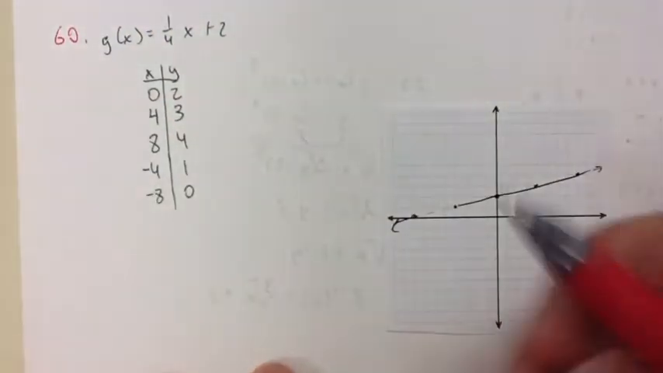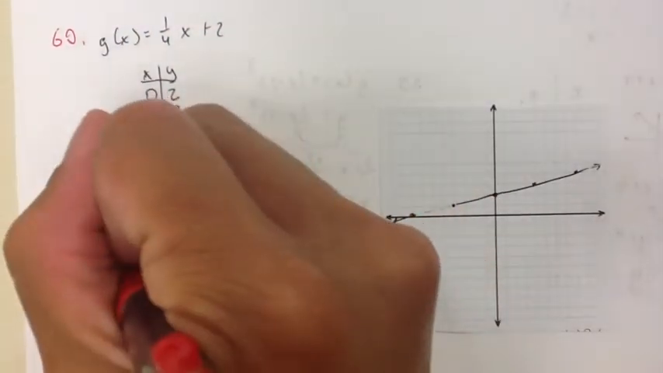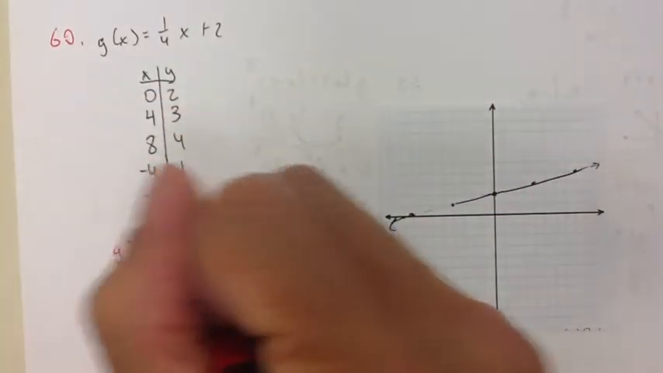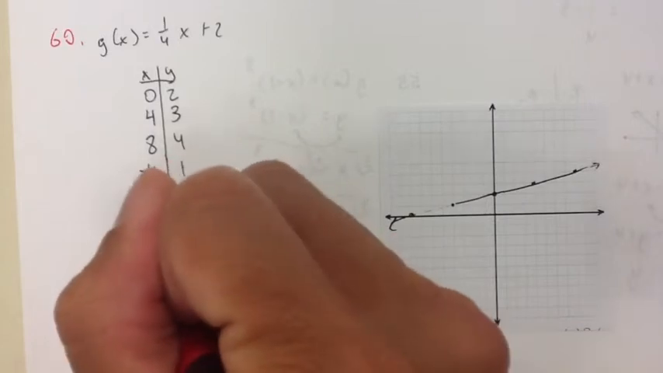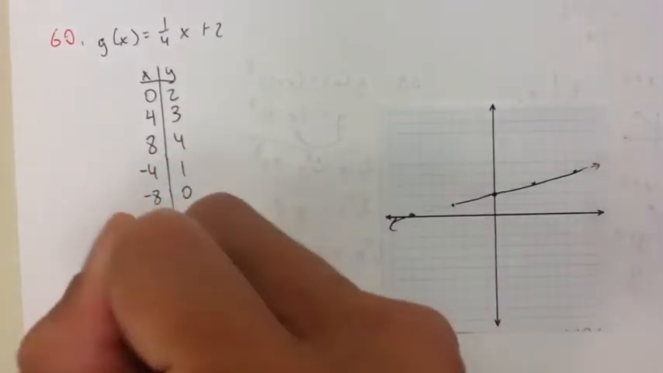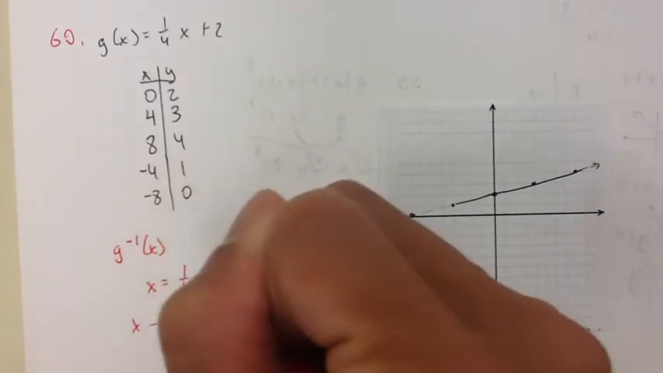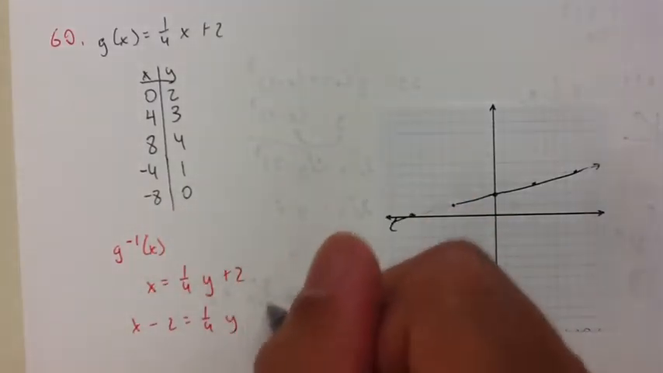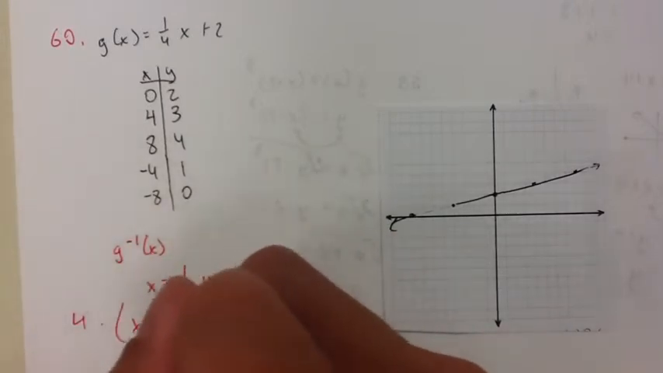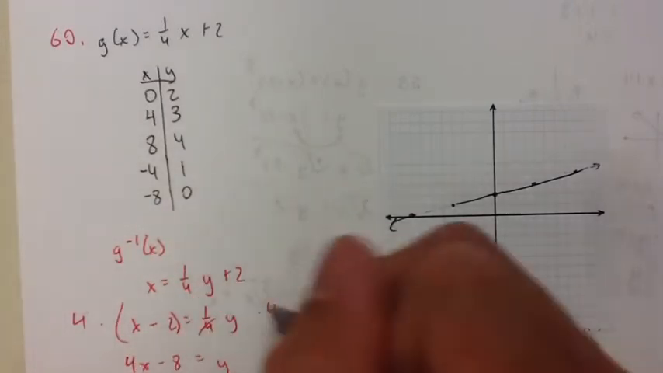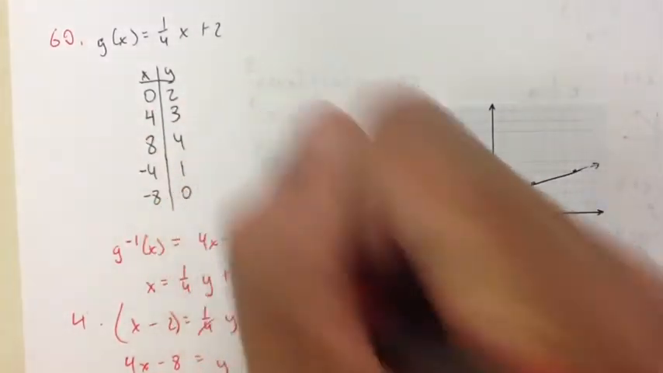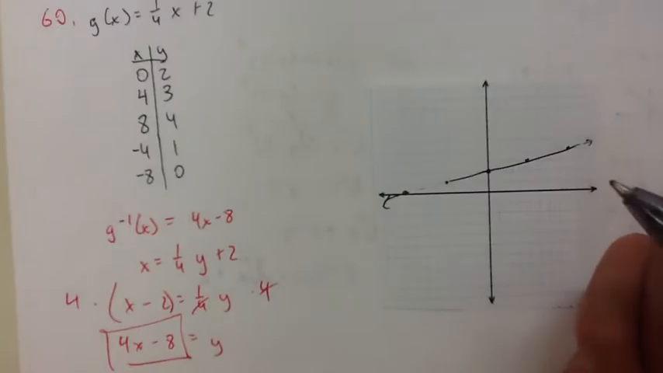Now, to find an inverse, remember, I can say g inverse of x. That is when we switch the x and the y coordinates. So now we're going to say x equals 1/4 y plus 2. Solve for y by subtracting 2 from both sides. Multiplying both sides by 4 gives me 4x minus 8 equals y, because those will cancel out. So g inverse of x is equal to 4x minus 8. From that, correct?